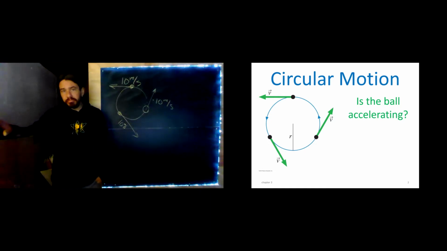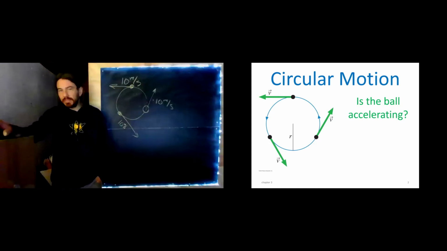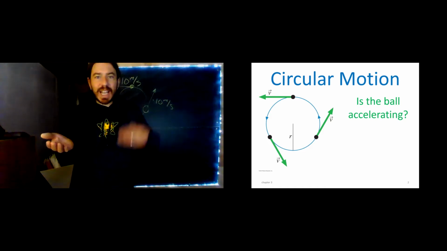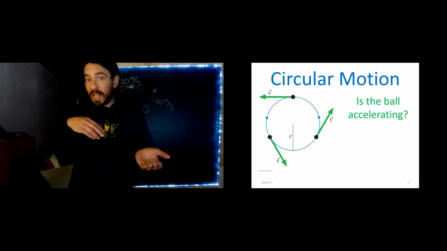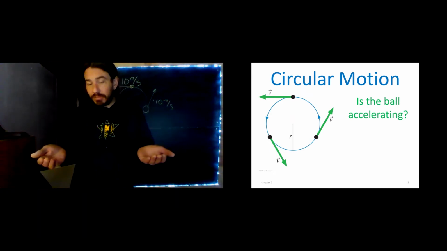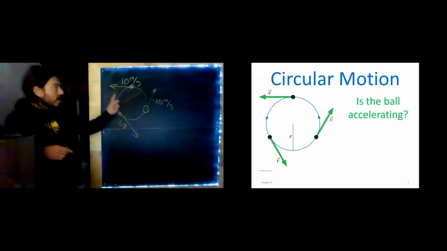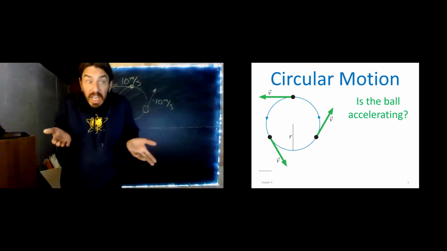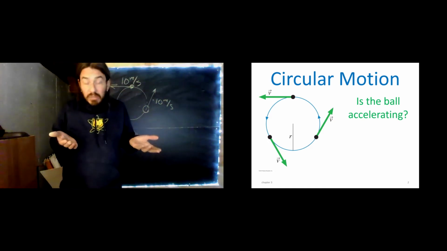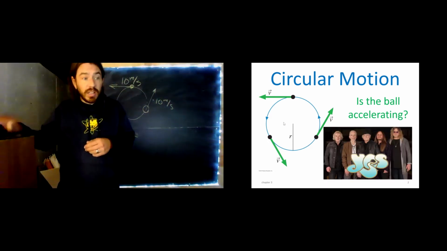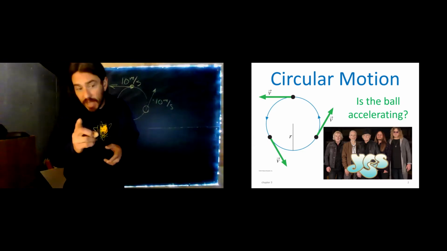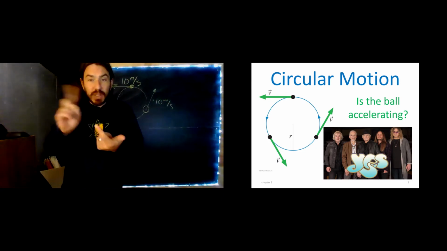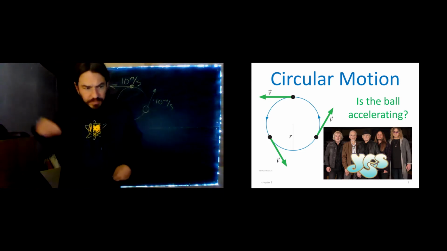Well, remember what acceleration is. Acceleration is a change in velocity. And remember that velocity is speed and direction. Velocity is a vector. It has a magnitude, speed, and it has a direction. Okay, so is the speed changing? No. Is the direction changing? Yes. If the direction's changing, then is it accelerating? Well, these aging rockers think so, and they are correct. The ball is accelerating. Remember, acceleration is speeding up, slowing down, or turning.